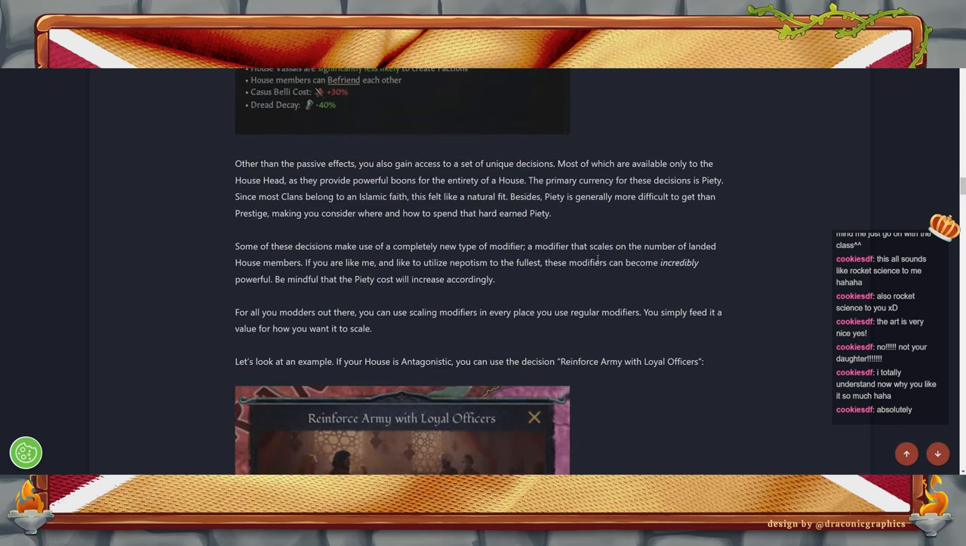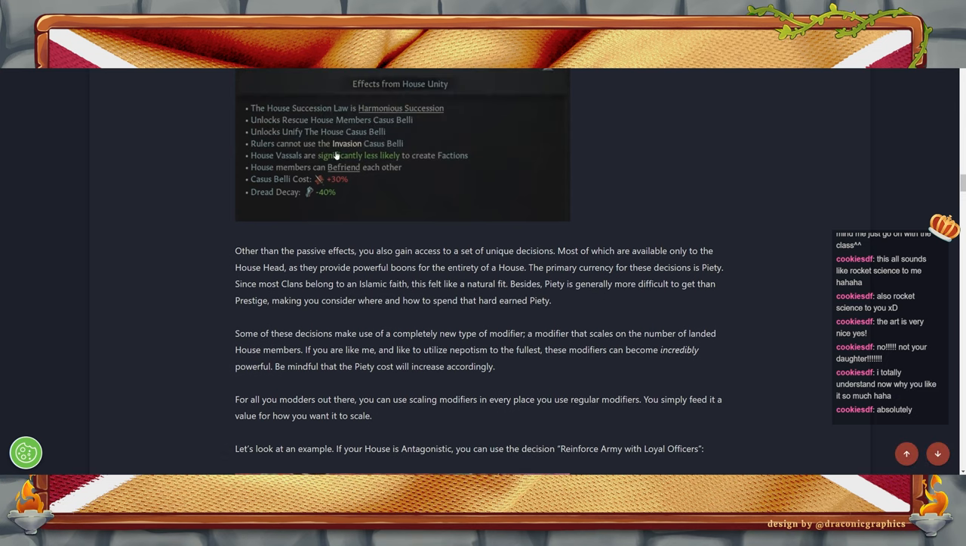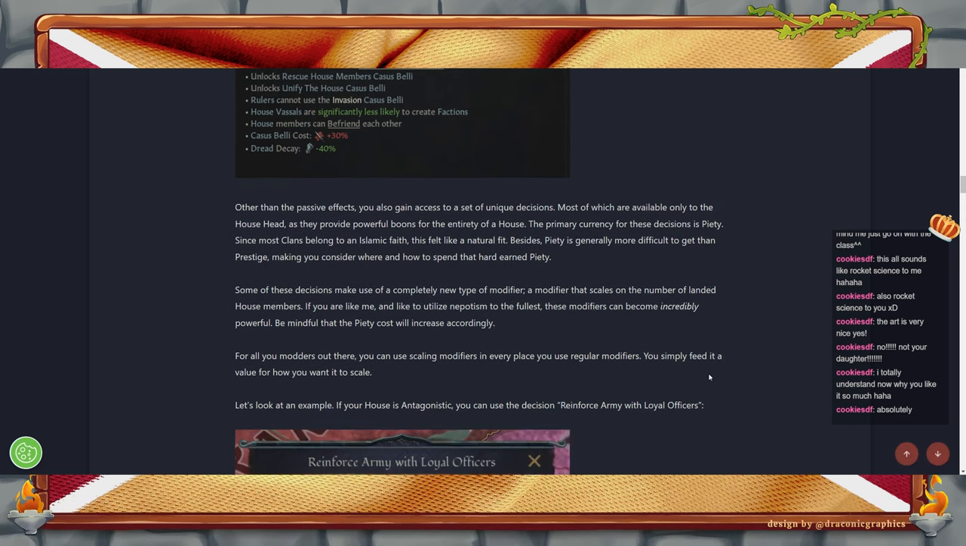Let's see. Other than the passive effect, you also gain access to a set of unique decisions, most of which are available only to the house head, as they provide powerful boons for the entirety of the house. So there's going to be events tied to these, which is probably the things that were a little bit unclear and vague earlier. The primary currency of these decisions is piety.